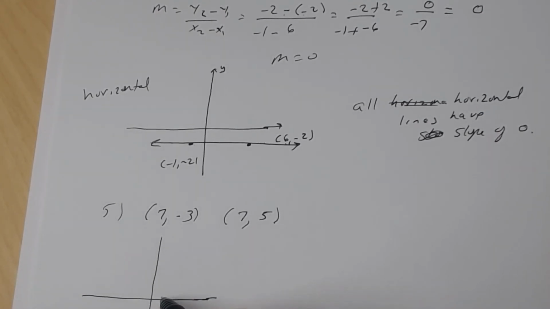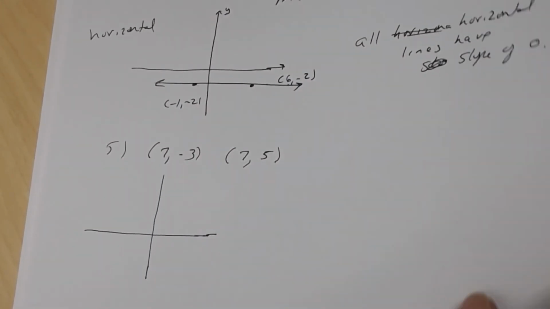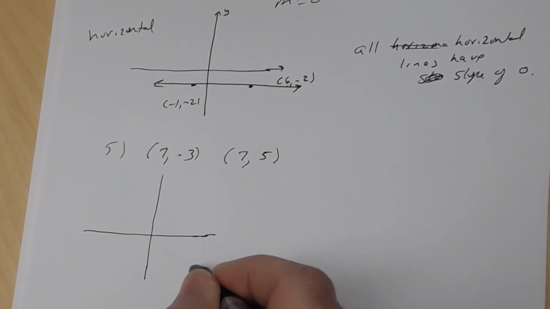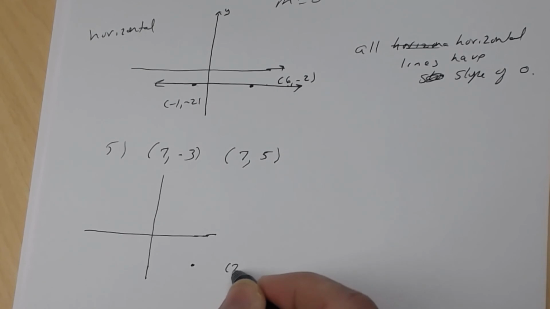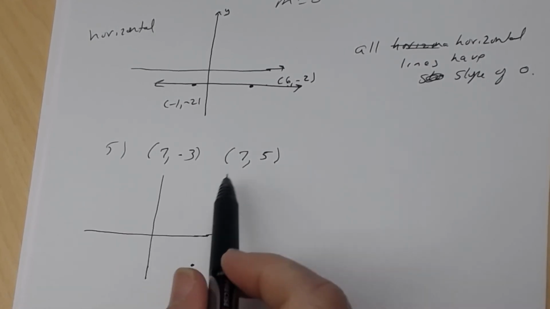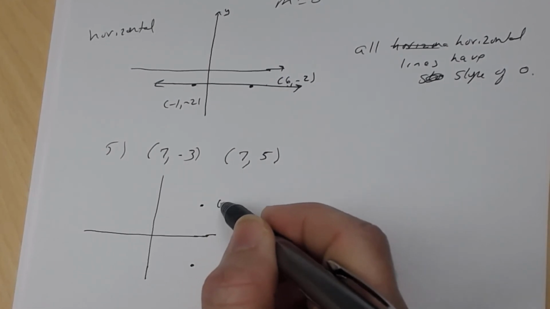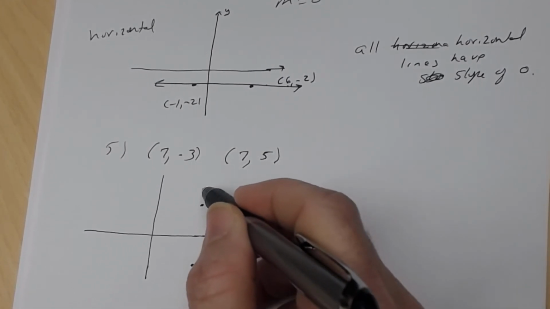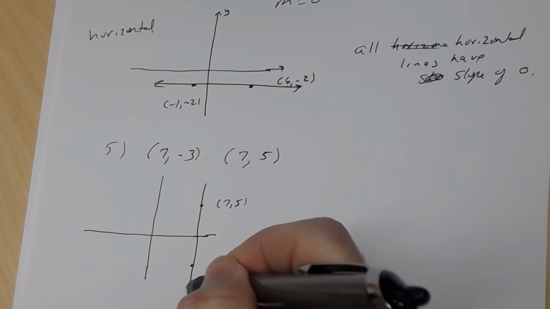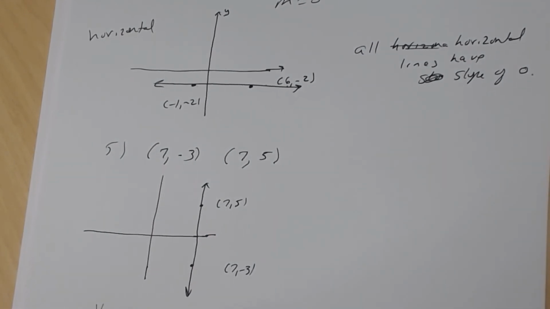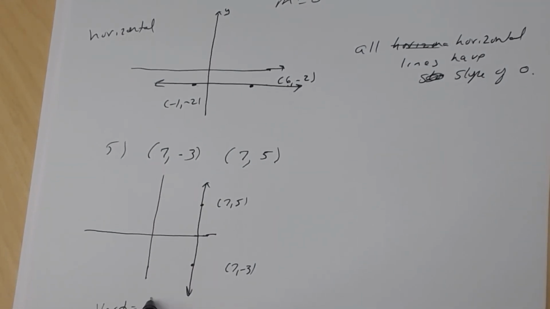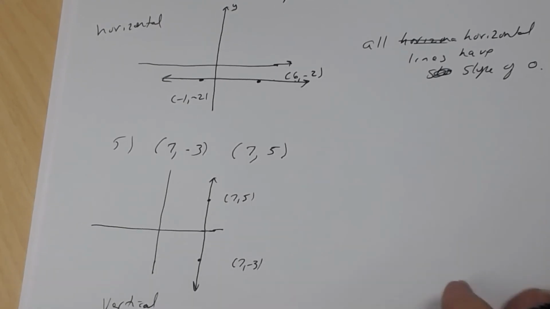So when I plot the point 7, negative 3, that's going to be in the fourth quadrant. And then when I plot the point 7, 5, that's going to be in the first quadrant. And when I graph the line, notice that this line is vertical. So that's a vertical line.